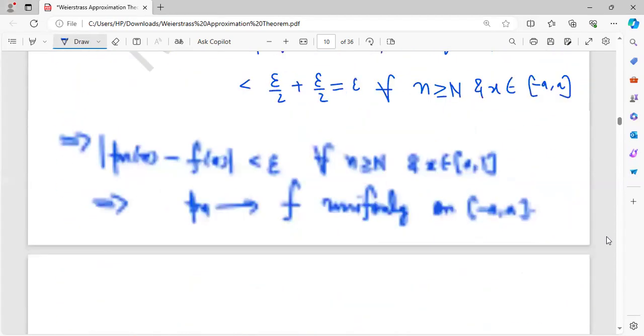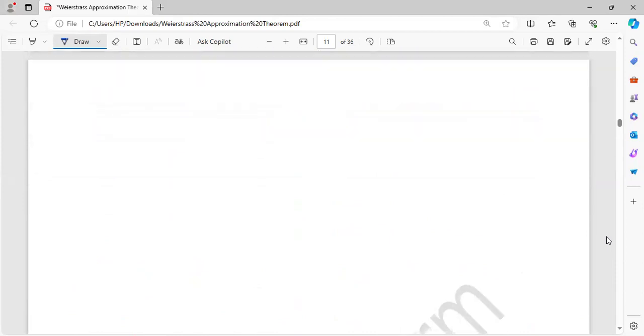So this question is done. Another question I am taking. That was a corollary. Now the question I am taking is this one. Corollary is also a question, you can say.